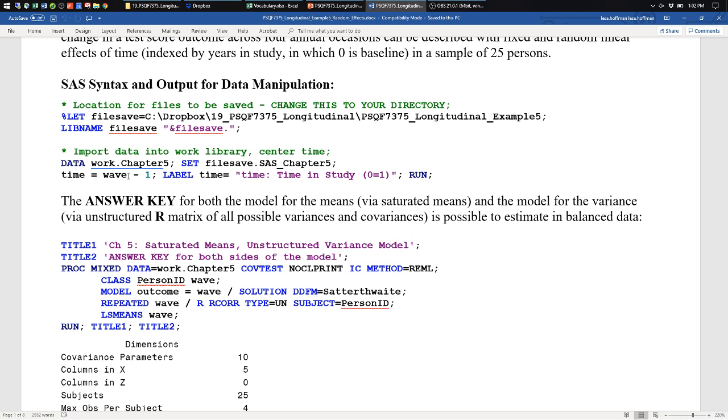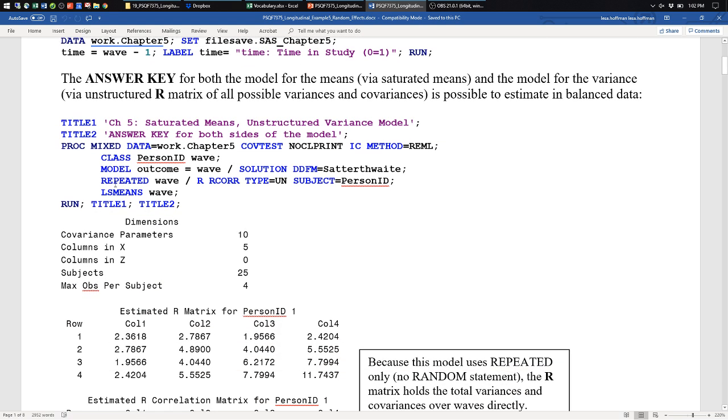So for instance here, my first model, because I have balanced data and I only have 4 occasions, I have enough information to estimate what I would call the answer key on both sides. So saturated means each occasion gets its own mean, so I have 4 occasions, that's going to be 4 parameters, 1 intercept and 3 differences. And on the variance side, I have everything in R. So the R matrix is controlled by the repeated line. I am telling it what is being repeated across person IDs, that's my subject for level 2, is wave.